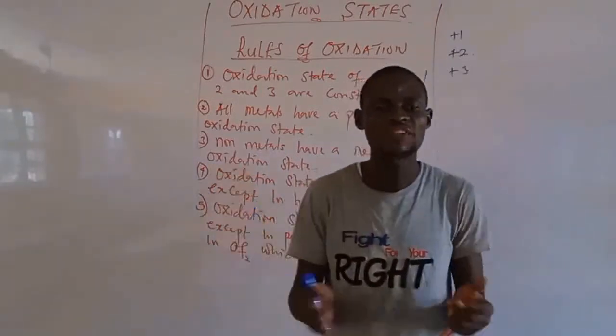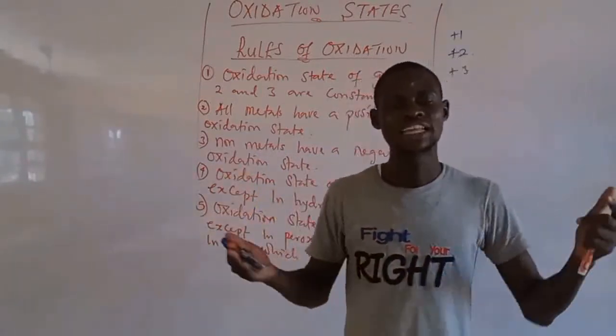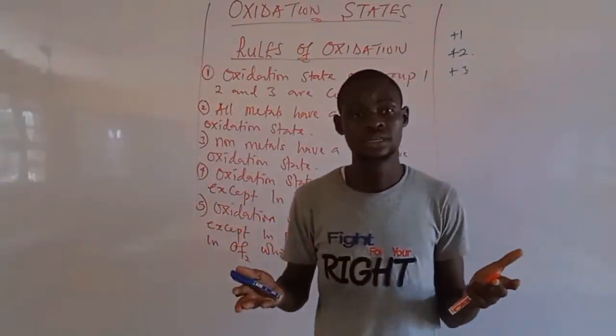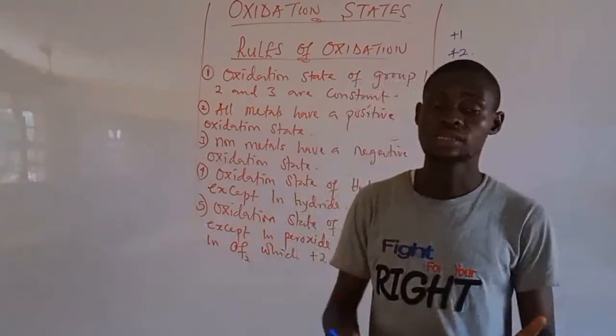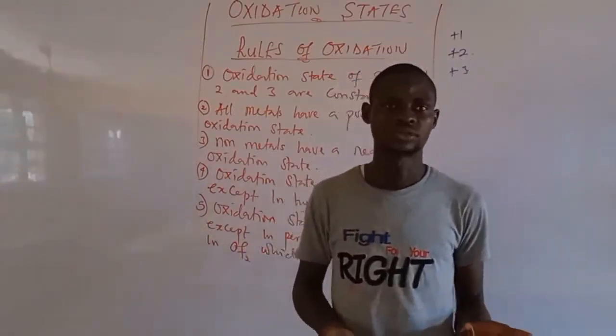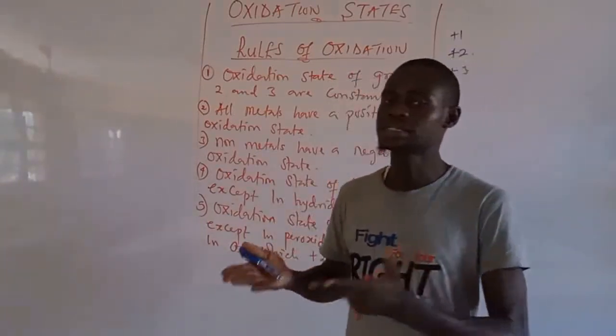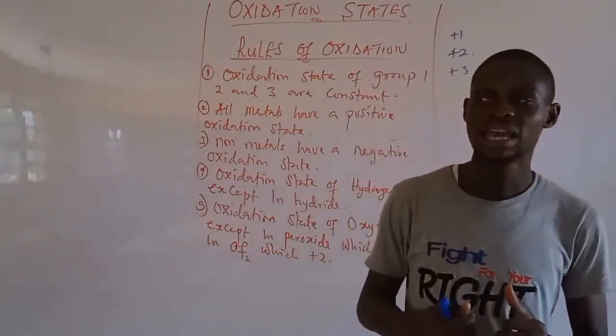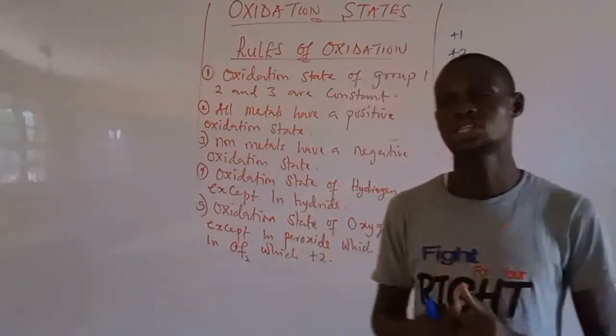Now, the third one is that non-metals have a negative oxidation state. Non-metals, they all have a negative oxidation state. Where are the non-metals from? Started from group 5, 6, and 7. They are non-metals. Majorly, group 5, 6, and 7 are pure non-metals. All these non-metals have a negative oxidation state.